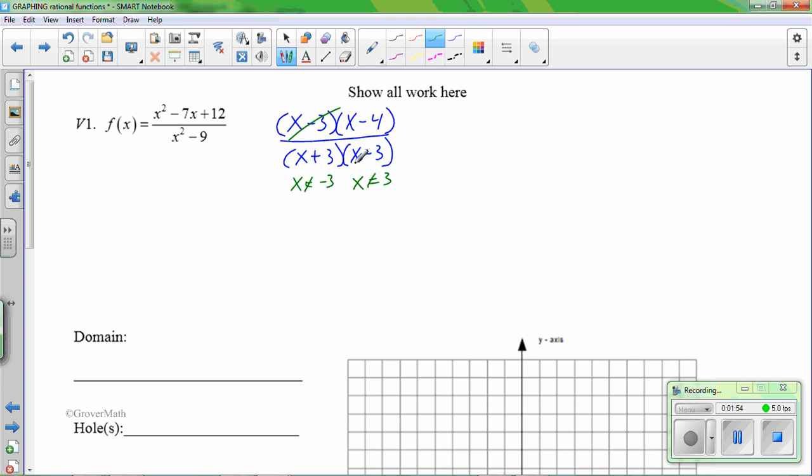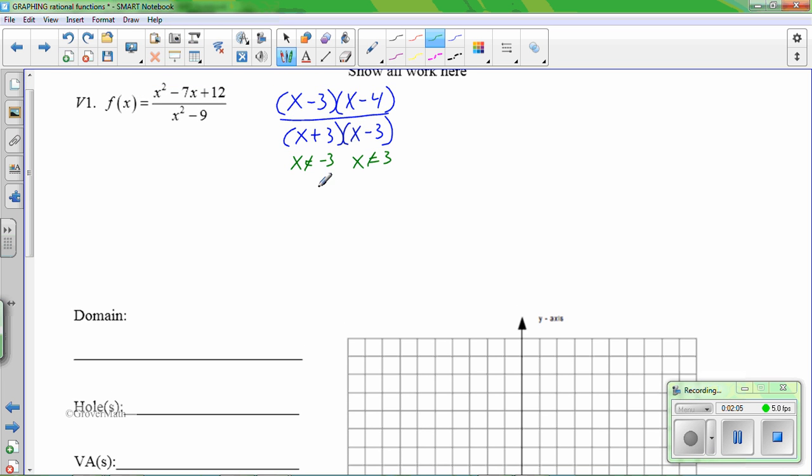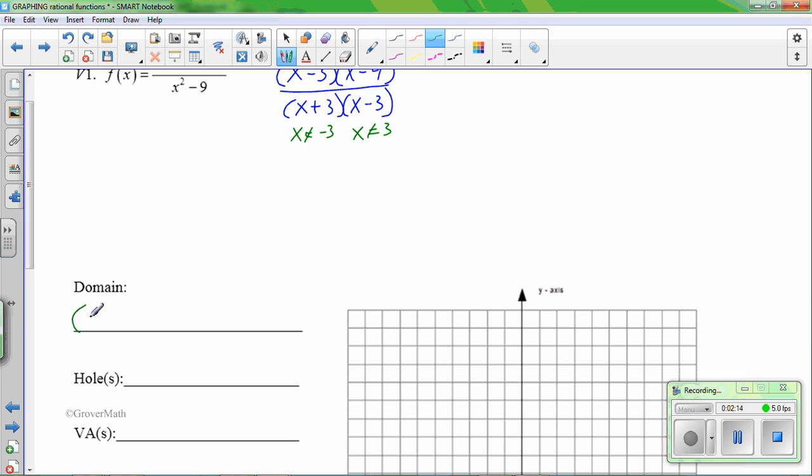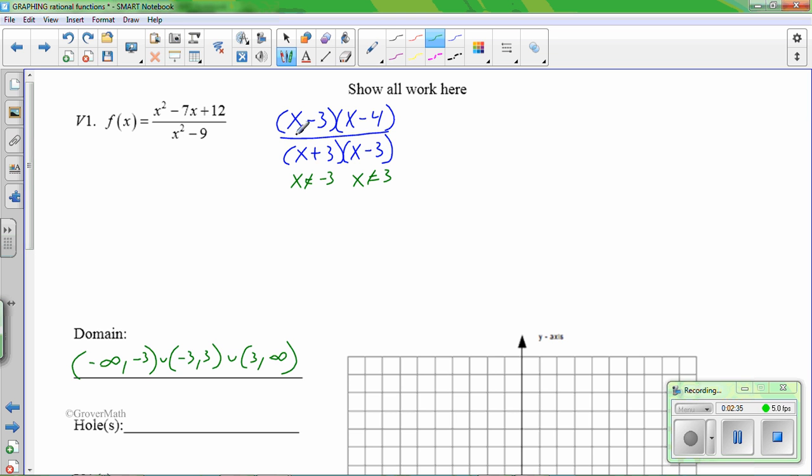Now, yes, these are going to cross out, but still x can't equal 3 because 3 will make this 0, and that'll give me an undefined term. So before I do anything, even before I cross these out, I can see what would make each of these terms 0, and that's what allows me to state my domain. My domain is all x values from negative infinity to negative 3, and between negative 3 and 3, not including negative 3 and 3, and from 3 to infinity.